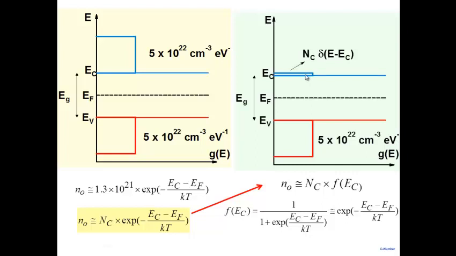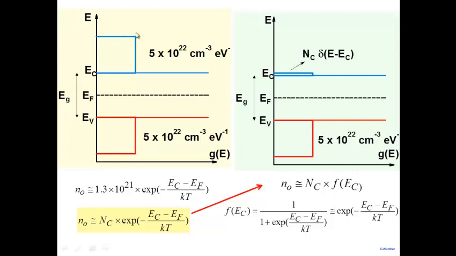How many electrons would there be in the conduction band, if my density of states looked like this? N0 is equal to the density of states NC delta E minus EC multiplied by the Fermi-Dirac function. And when you integrate, at what point will you get the Fermi-Dirac function? At EC. So won't you get this expression here? N0 would simply turn out to be NC into FEC. So now what is the significance of NC then?